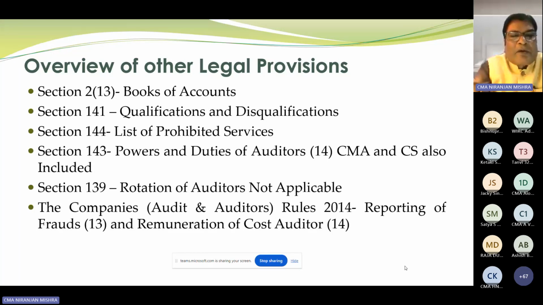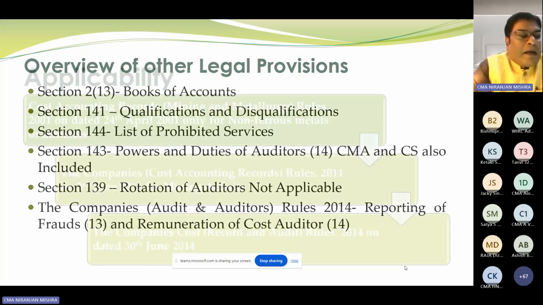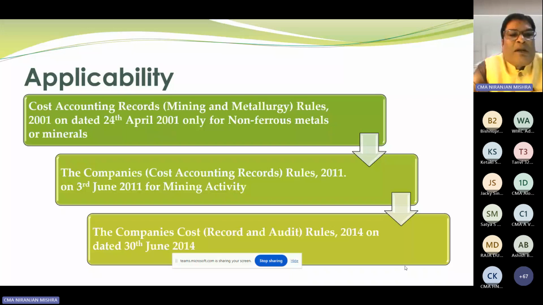Secondly, there is a threshold limit of the turnover. Suppose the company comes into the purview of cost audit in the current financial year, and in the next financial year, the turnover is less than the threshold limit. In the third year, it will not be covered under cost audit. I presume for these 1-2 reasons, rotation of auditors is not applicable here. And here are the salient features. Then come to the applicability. Now slowly we are entering into our today's webinar.